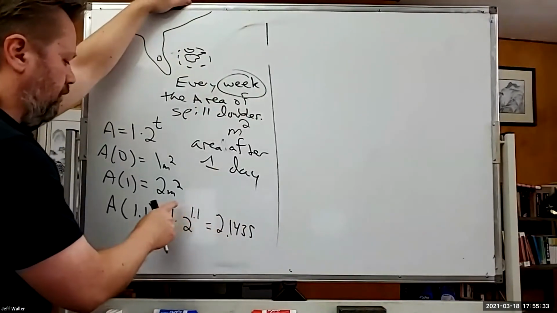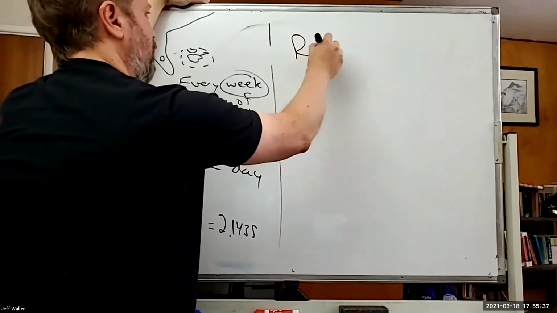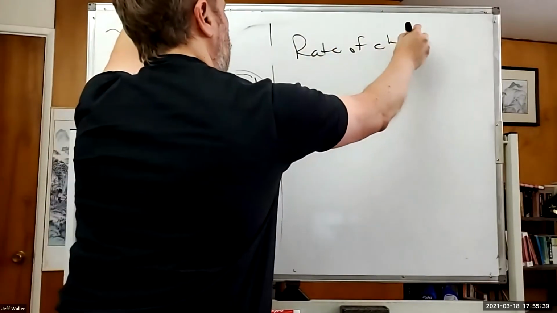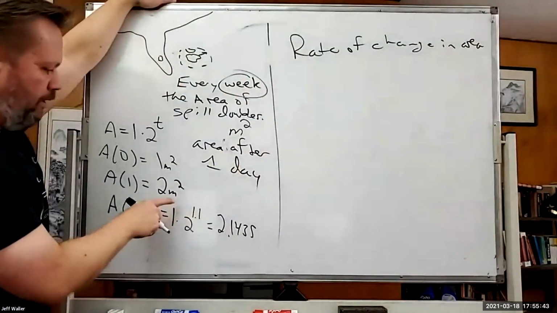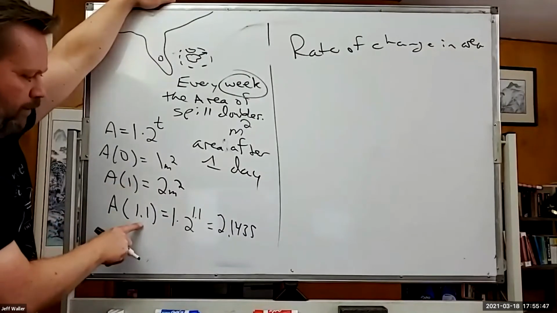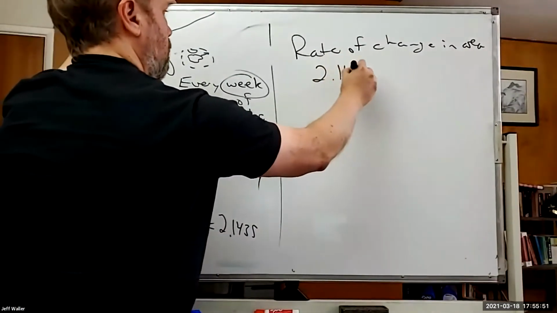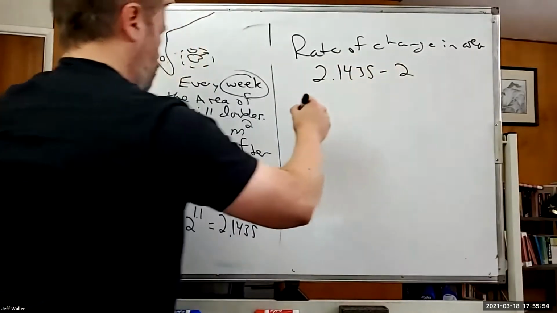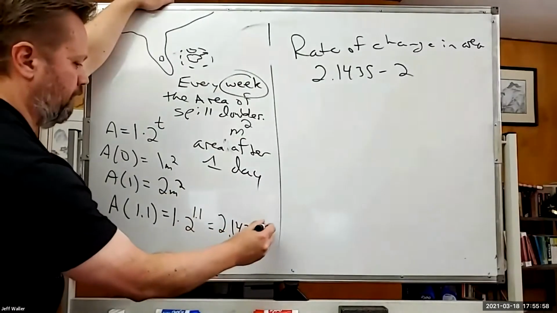How much? What's the rate of change at this point? You ready? What's the rate of change in the area so far? Well, how much did the area change from 1 week to 1.1 weeks? How much did it change by? That much, right? Because it was 2 and now it's 2.1435.